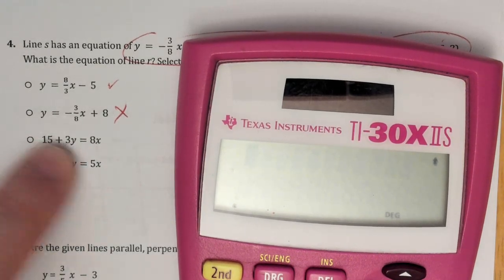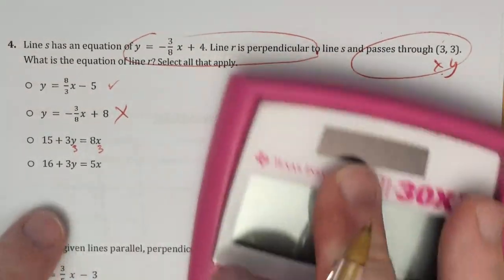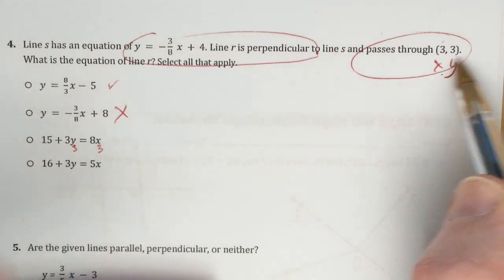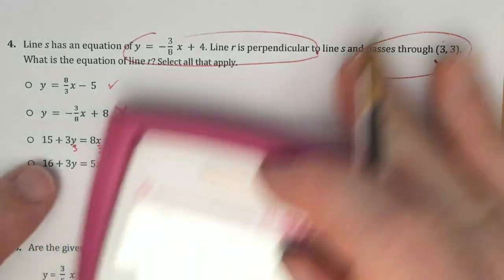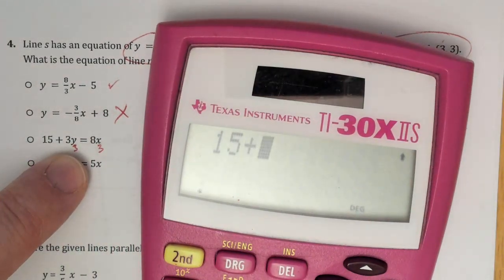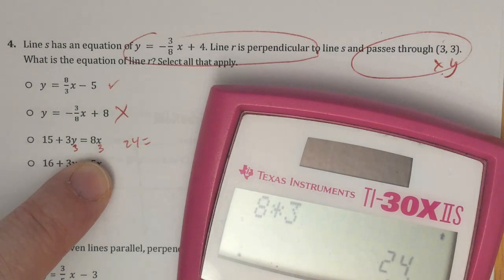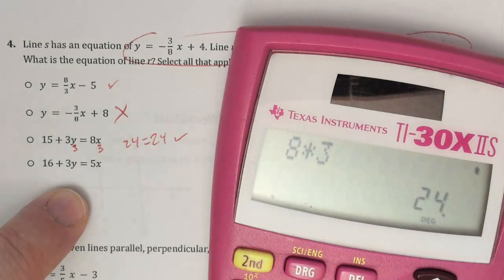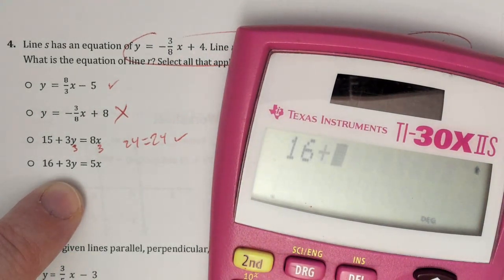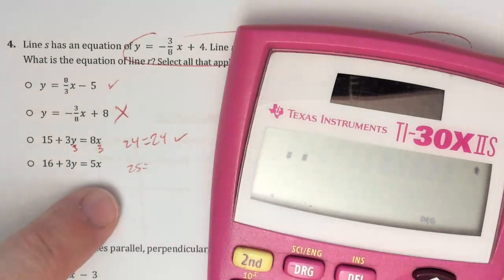So I'm going to see if my left side is equal to my right side. So if I plug in 3 into here and 3 into here, what would happen? Because they said they just happen to be the same numbers, okay? So if you plug in 3 for x and I plug 3 in for y, does the left side equal the right side? So 15 plus 3 times 3, I get 24. The question is, does that equal the other side? 8 times 3. Yeah, so this is still a possibility. It doesn't mean it's the right answer, but it's a possibility. And on this other one, 16 plus 3 times 3, I get 25. Does that equal 5 times 3?